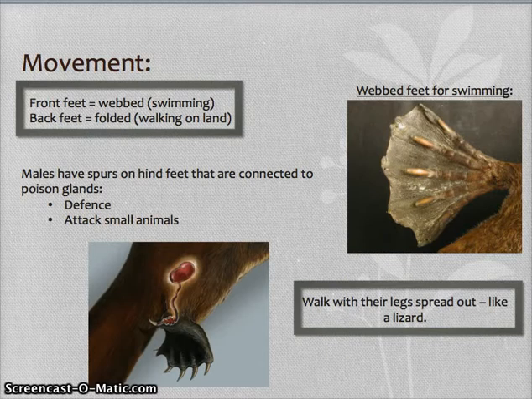A platypus has two sets of feet, one at the front, the other at the back. These feet have different characteristics that help the platypus in many ways. The front feet are webbed and are used to help them glide and swim quickly in the water. The back feet are often folded for the use of walking on land. However, on land they are slower and walk with their legs spread out, just like a lizard. Male platypuses have spurs on their hind feet that are connected to poison glands that defend themselves from predators higher on the food chain than them, or by attacking those below them.